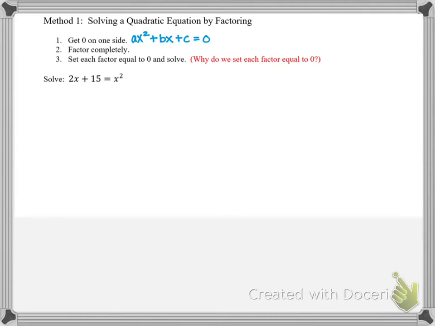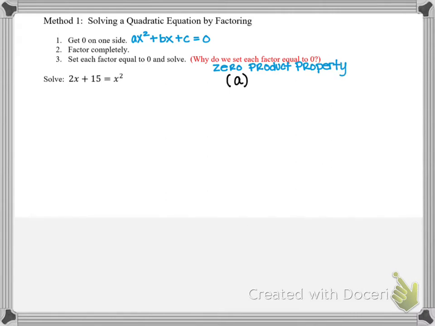So let's go through the 3 steps, then we'll look at each step in action. Okay, so after we get 0 on one side, then what we want to do is factor the trinomial completely. And then in step 3, we're going to set each factor equal to 0 and solve. Now, there's a question there. Why do we set each factor equal to 0? Well, we do that because we want to utilize something called the zero product property.